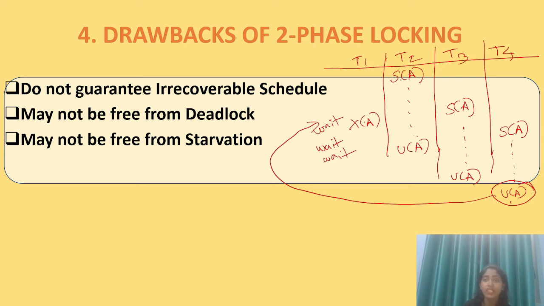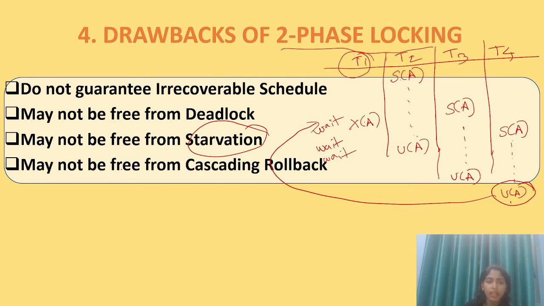So see, T1 is waiting for a long time to take the lock. He would have got the lock easily, but he is starving for a long time. So the drawback of two-phase locking is the same as with shared-exclusive locks. It suffers from starvation. A transaction may have to starve for a long time. Now in this example, I can explain one more issue with two-phase locking, that is cascading rollback. A transaction may not be free from cascading rollback.